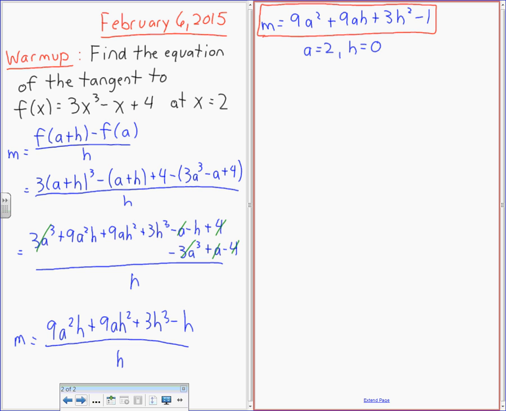So when I sub that in, I get m equals 9 times 2 squared plus 9 times 2 times 0 plus 3 times 0 squared minus 1, which is 9 times 4 is 36, minus 1 is 35. Can people confirm that? Yeah. Okay.